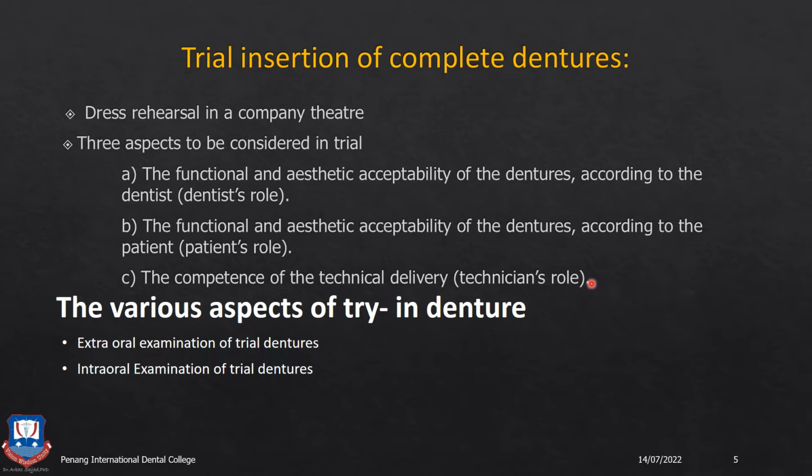Various aspects are: first, we examine the denture extraorally, that is the trial denture or the wax setup of the denture is examined before placement in the patient's mouth. And the next is the intraoral examination of the trial dentures, that is, you verify the aesthetics, you verify the periphery borders of the denture, you verify the centric relationship, centric occlusion, you verify the vertical dimension of occlusion and rest, and finally you also verify the phonetics, that is the patient's speech is not impeded.